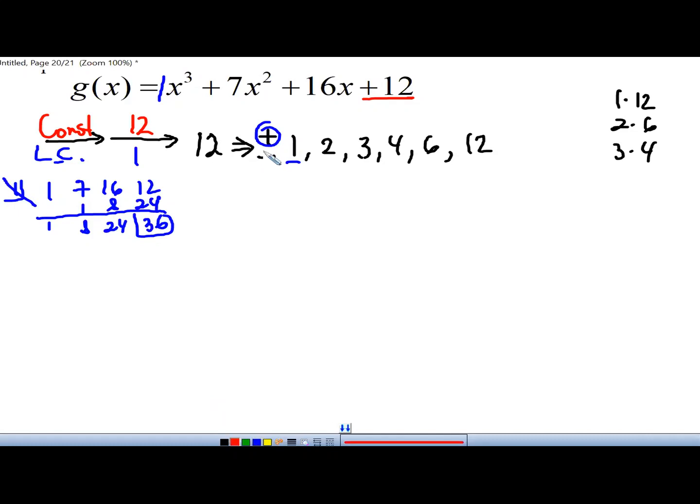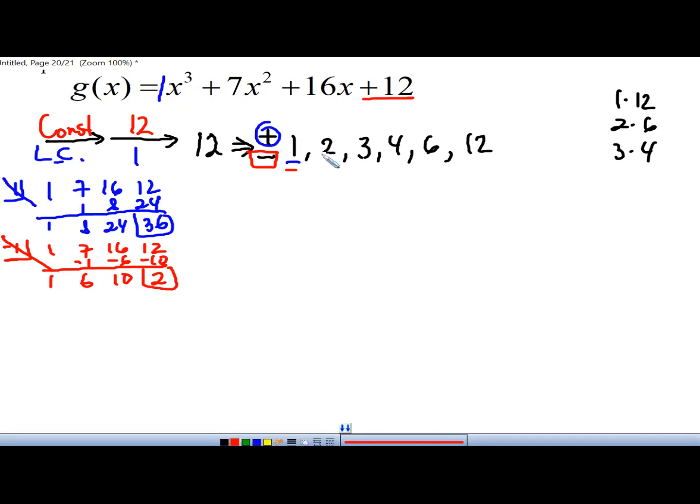The next number is negative 1. So I write it here, negative 1. Same coefficients and constants. Here we go. Bring down the 1. Negative 1 times 1 is negative 1. Combine, that's 6. Negative 1 times 6, that's negative 6. Combine, that's 10. Negative 1 times 10 is negative 10. Combine, that's 2. Since this is not 0, this cannot be 0.